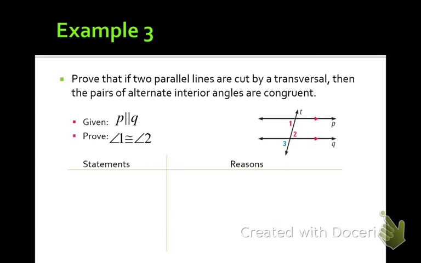Okay, quick proof. Prove that if two parallel lines are cut by a transversal, then the pairs of alternate interior angles are congruent. We're going to prove the alternate interior angles theorem. We are given that lines P and Q are parallel, and we want to prove that angles 1 and 2 are congruent. Oddly enough, the corresponding angles statement is a postulate where the rest of these are theorems. The postulate we don't have to prove; theorems we do. So we can accept that the corresponding angles are congruent.